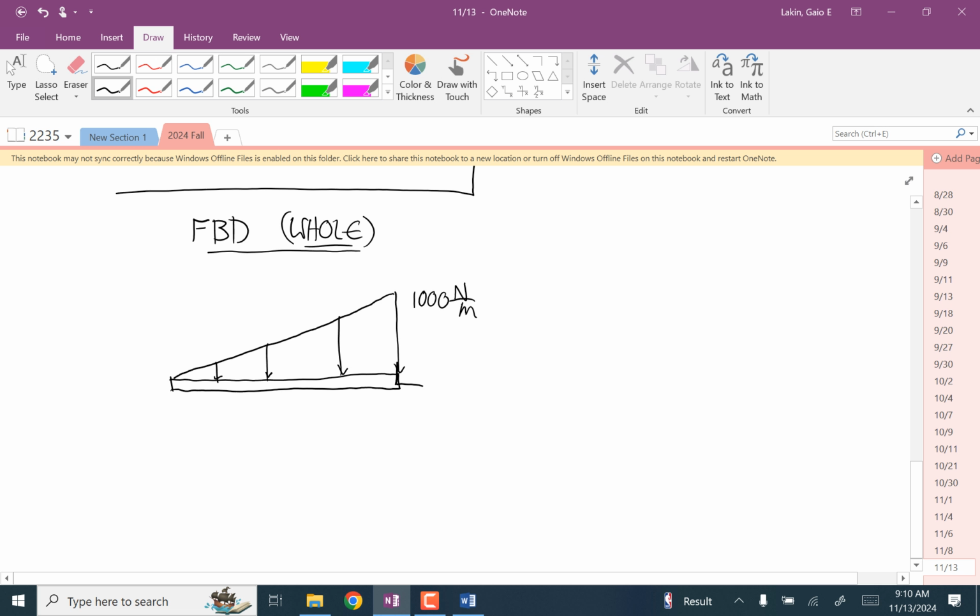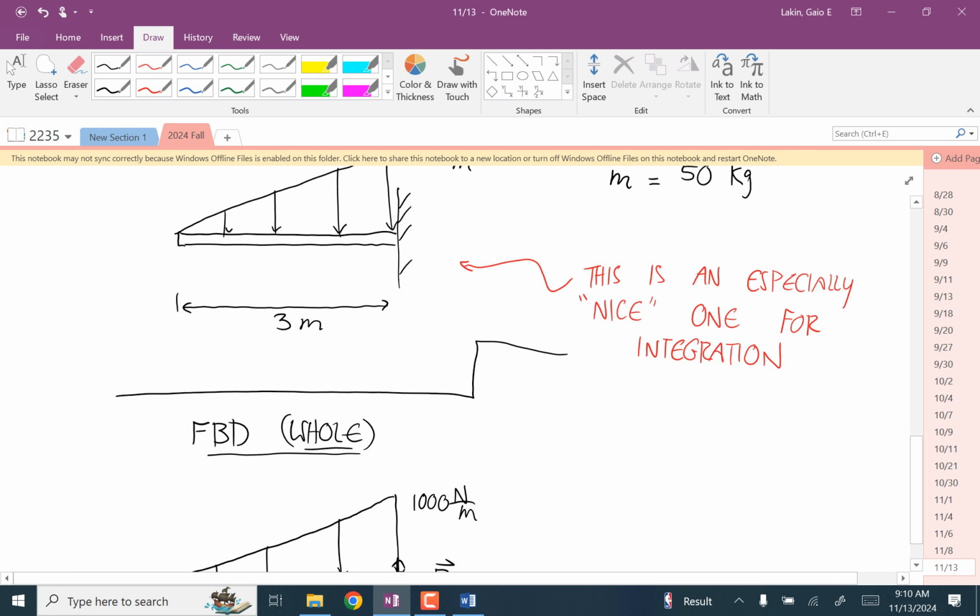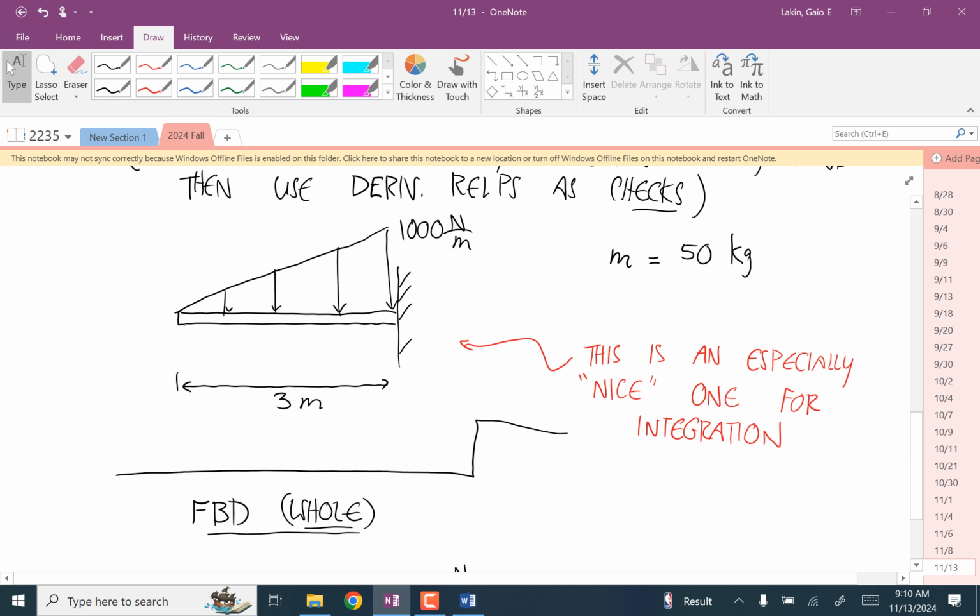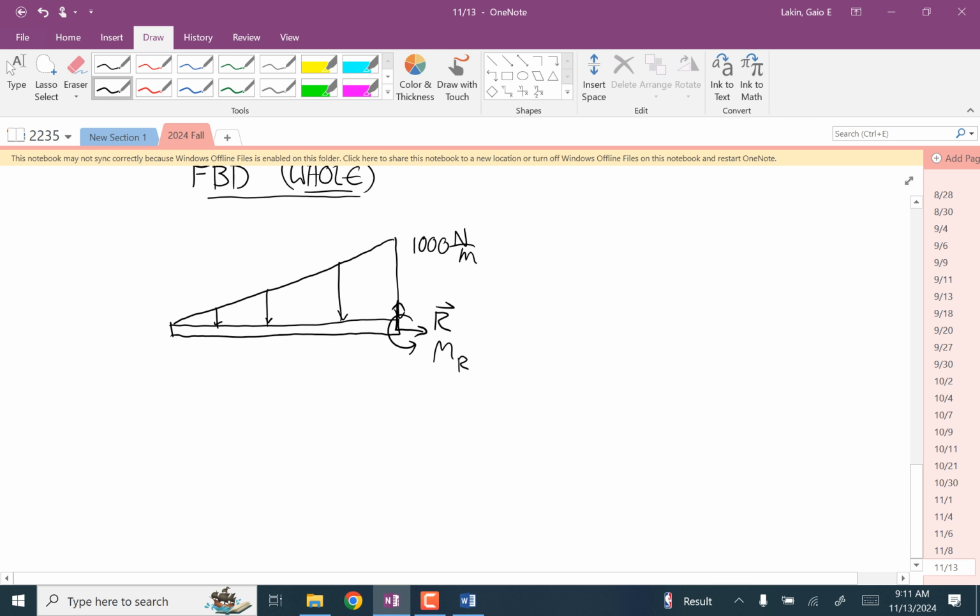We have the stuff happening over here. So I'll call that reaction R and then a reaction couple MR. And then we have the weight force. This has a weight of 490.5 divided by 3 to get the distributed load. And so we have a uniform distributed load of 163.5 newtons per meter.